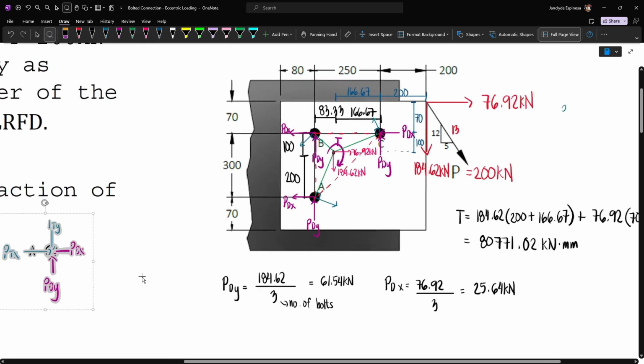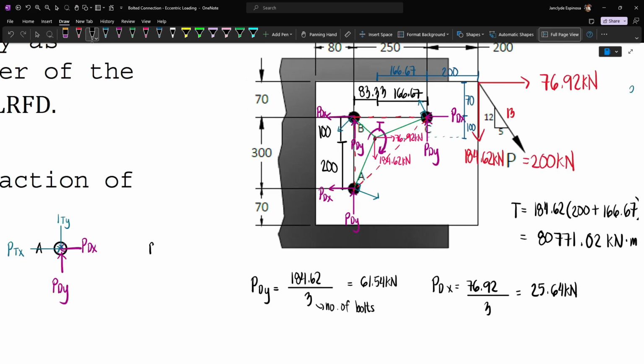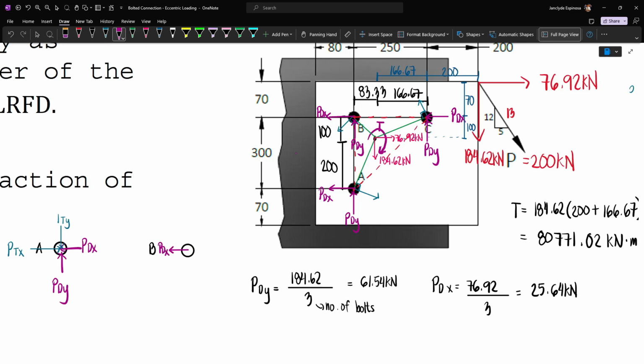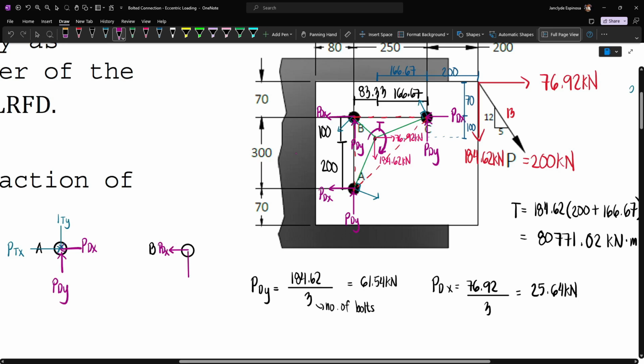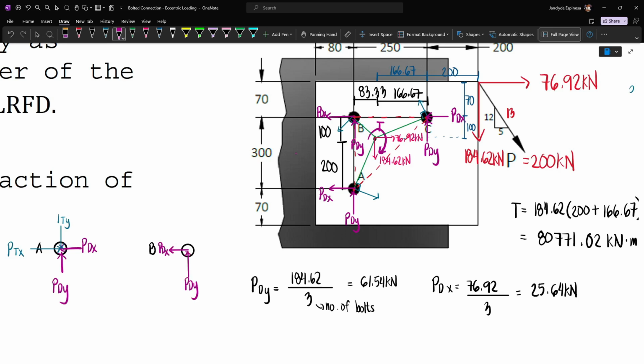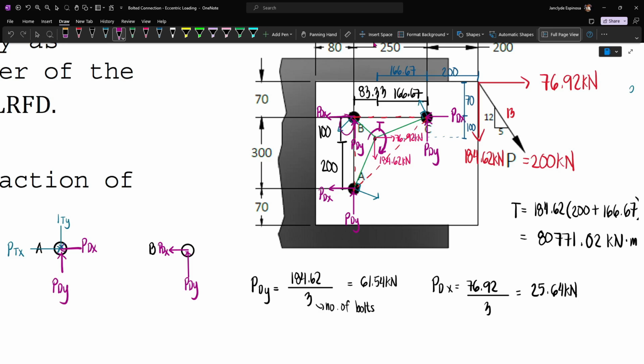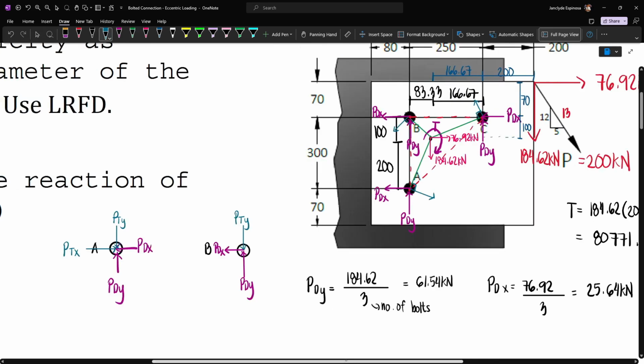Let's now try to look at the bolt at B. So we have B, and then this is our bolt. So we have PDX going to the left. So this is PDX. And then we have PDY going up. So this is PDY. And then for our force that resists the torque, we will have a downward component and a horizontal component going to the left, since this is down and going to the left. And so this is going to be our PTY, while this is our PTX.